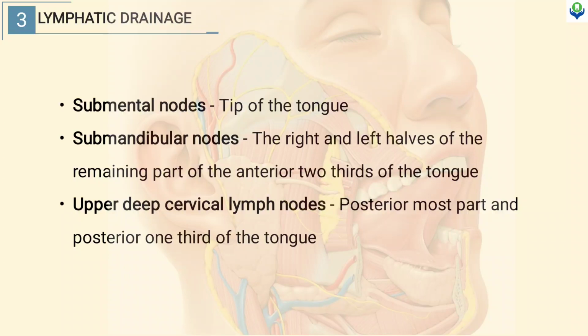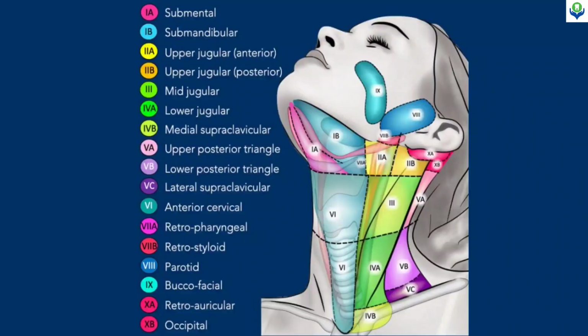The posterior-most part and the posterior one-third of the tongue drain bilaterally into the upper deep cervical lymph nodes, including the jugulodigastric nodes. The whole lymph finally drains into the jugulo-omohyoid nodes. These are known as the lymph nodes of the tongue. In this picture, we can see the submental, submandibular, and other deep cervical neck nodes.